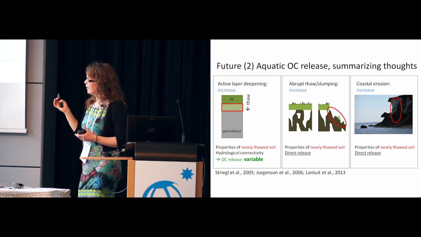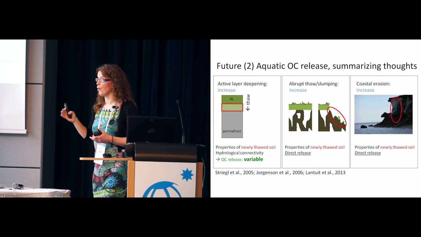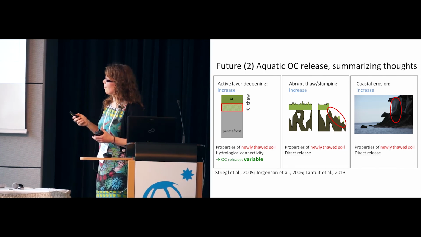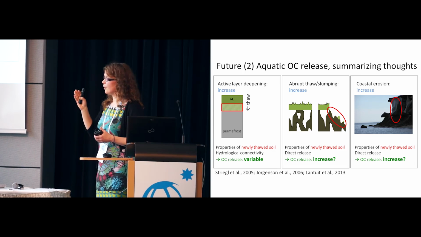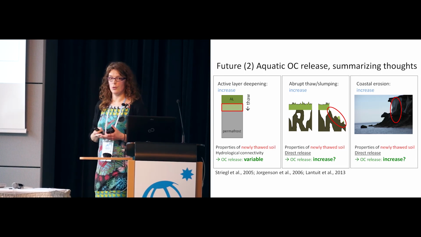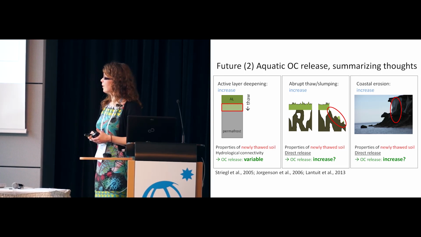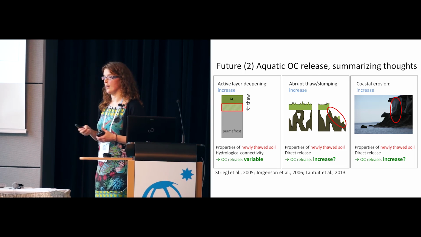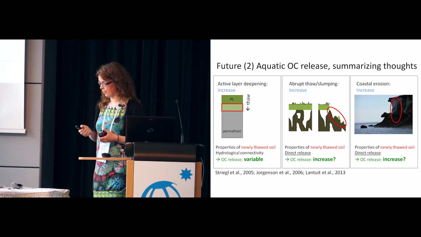So I'd say organic carbon release is more variable with that type of thaw, and probably with the abrupt thaw and coastal erosion part of the story, we get more likely an increase in organic carbon release.